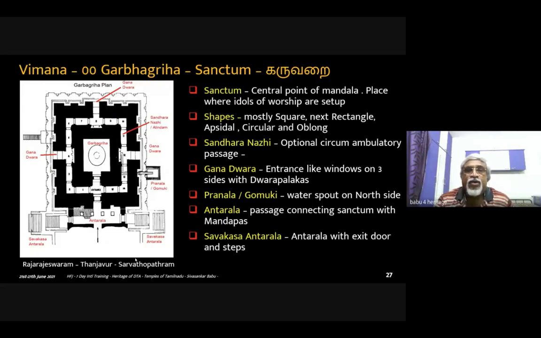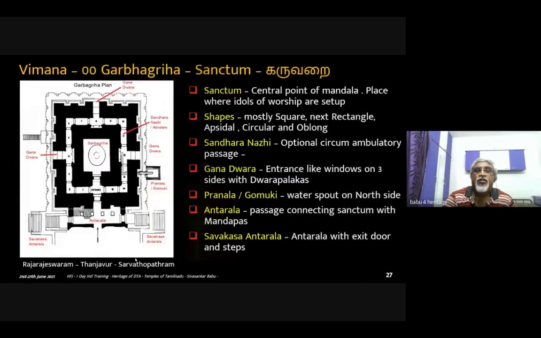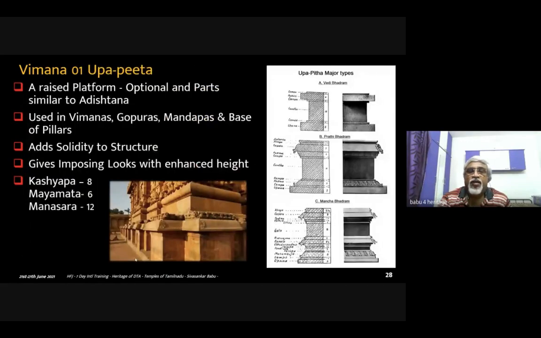Okay, let us go to the next section. Now we have seen 6 basic components of any Vimana. We are starting from the bottom, and there is another component called Upapita, which is primarily a pedestal. Pedestal on which all the components are structured.